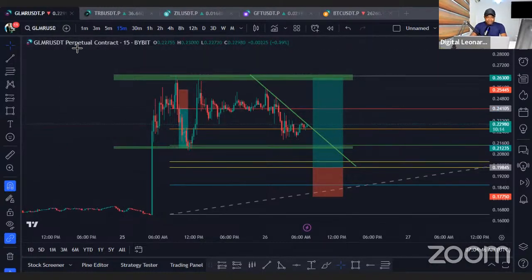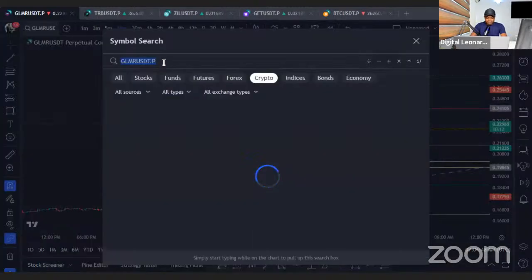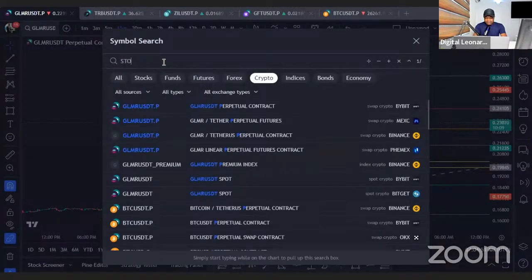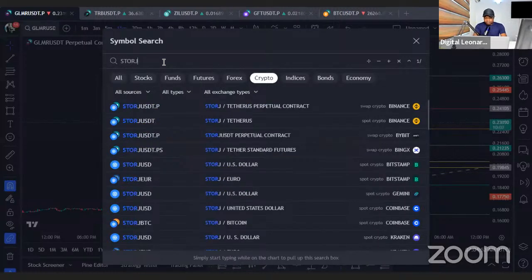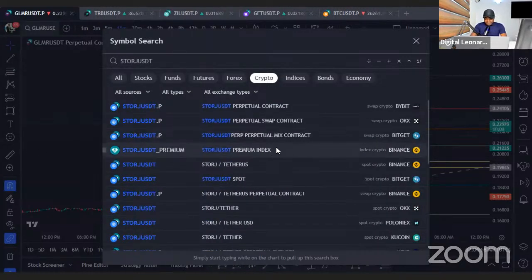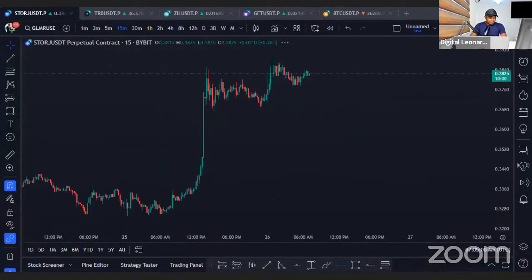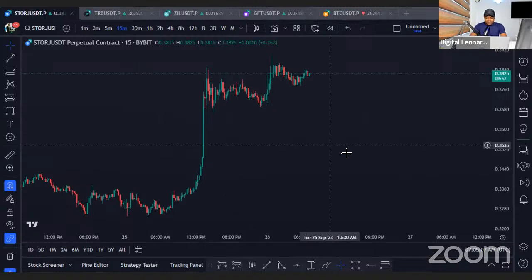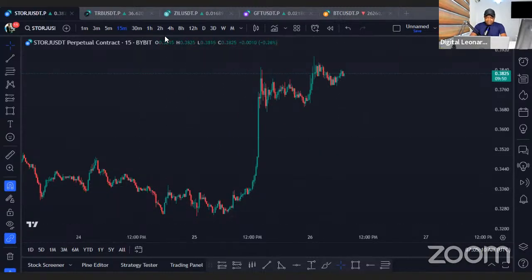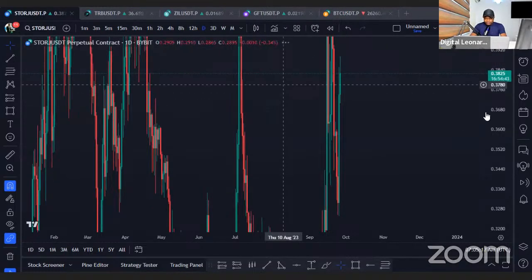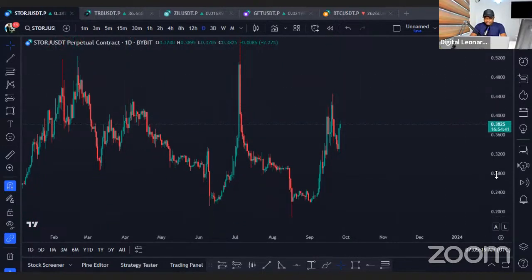Another token that I want us to look at this morning would be Storch. All right, so let's look at Storch. I saw that token doing very well as early as 2, 3 a.m. or thereabout when I checked. So let's see what we can see. Okay, look at Storch right now. How can this token get to the 40 cent level? Let's see.